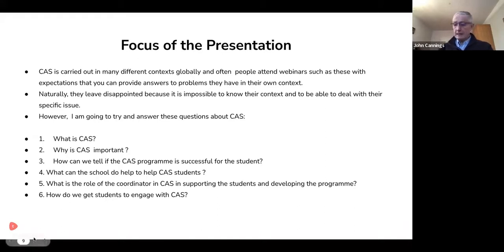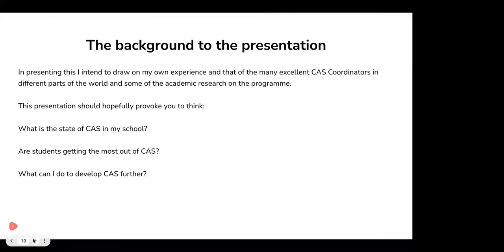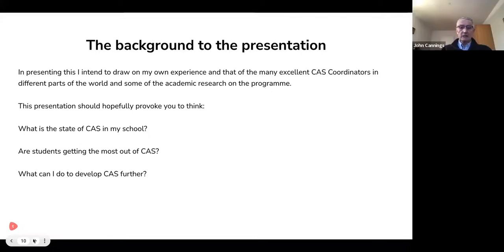In presenting this, next slide, please. In presenting this, I intend to draw on the experience I have of working with many excellent CAS coordinators in workshops from different parts of the world, and also some of the academic research which has been done on CAS. Hopefully, this presentation will provoke you to think, what's the state of CAS in my school? Are the students getting the most out of CAS? And what can I do to develop CAS further?